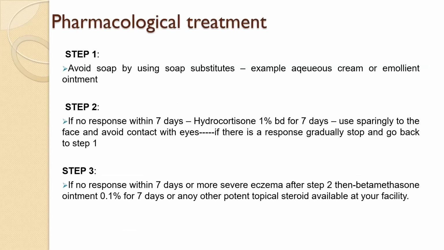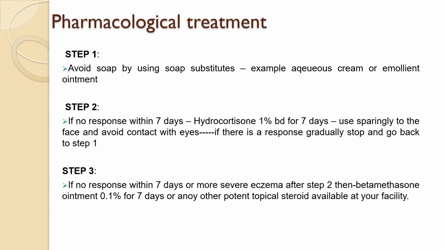Pharmacological treatment is technically a stepwise approach. In step one, you want to avoid soap by using a soap substitute, for example an aqueous cream or emollient ointment, which you advise them to apply during baths. If that doesn't work, or there's no response within 7 days, we move on to step 2, where we introduce hydrocortisone 1% cream twice a day for 7 days. Use it sparingly on the face and avoid contact with eyes. If there is a response, you gradually stop it and go back to step 1.